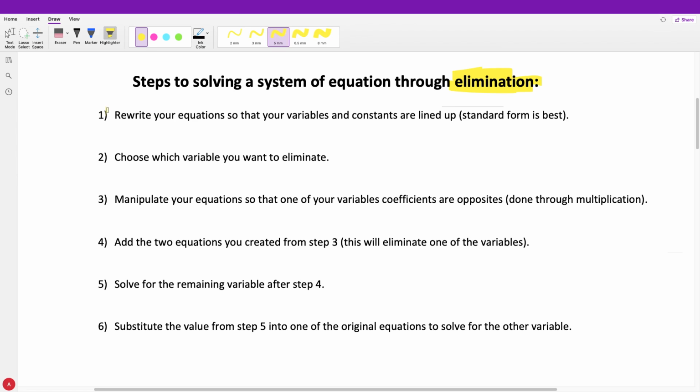So the first thing that we're going to do is rewrite our equations so that our variables and constants are lined up above each other. And the best way of doing this is standard form, but it doesn't have to be.